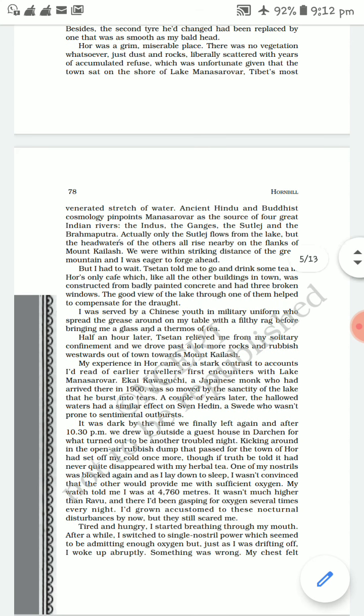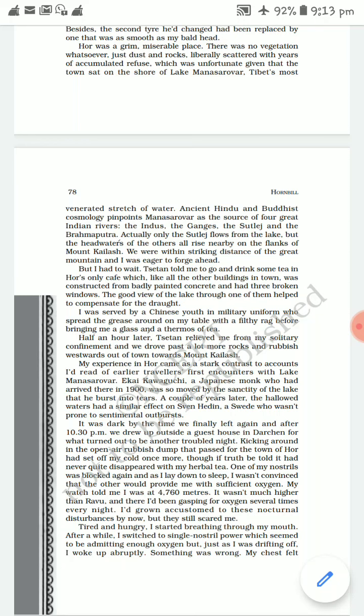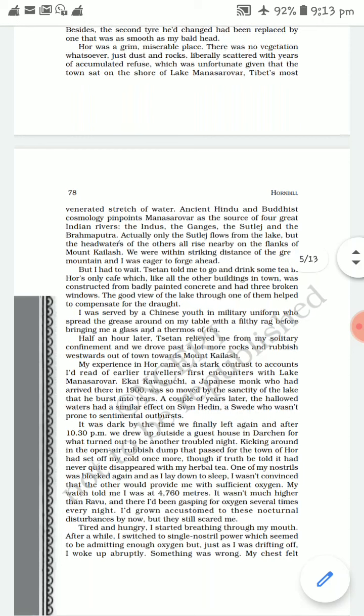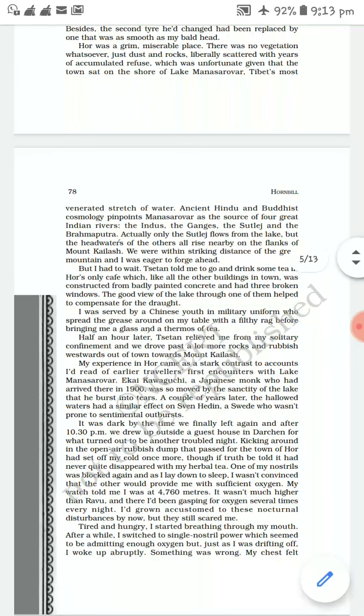See, Tibet's most venerated stretch of water. Ancient Hindu and Buddhist cosmology pinpoints Mansarovar as the source of four great Indian rivers. That means the four great Indian rivers merge into it. What are those four great Indian rivers? The Indus, the Ganges, the Satluj, and the Brahmaputra.